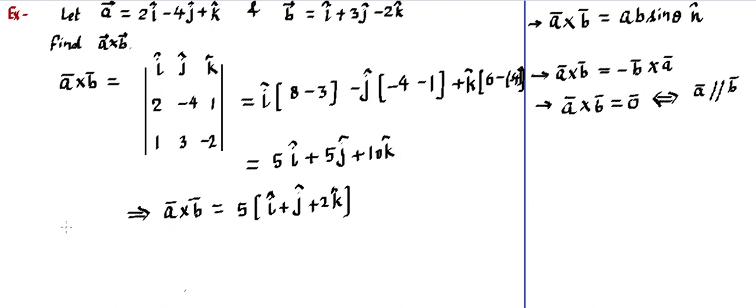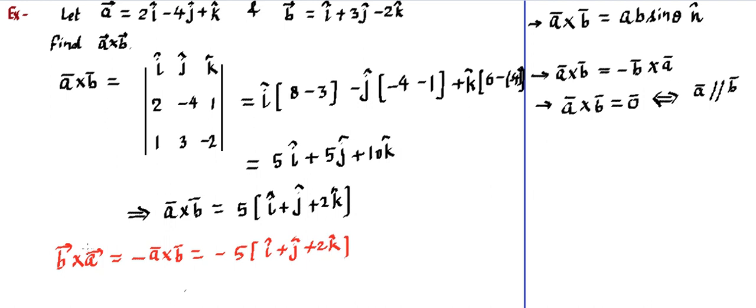Suppose somebody is asking in this question to find b cross a, so we can find this b cross a directly. Either we can make another determinant and expand, or we can say it's going to be minus a cross b, and since a cross b we have calculated, we can say our answer is going to be minus 5 in that bracket, i cap plus j cap plus 2k cap.